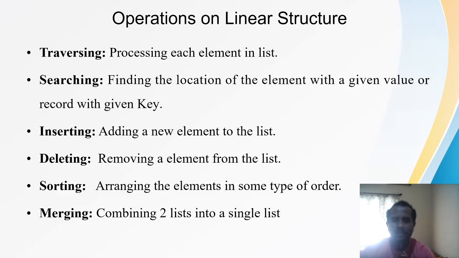Operations performed on the linear data structure: we have 6 operations that can be performed on the linear data structure. The first one is traversing, second one is searching, then inserting, deleting, sorting and merging. Traversing is where you are processing each element in a list. It can be anything, maybe you are filling the data, or maybe you are taking the data, or you are doing some operation. You are just processing every element in the list, that is traversing.